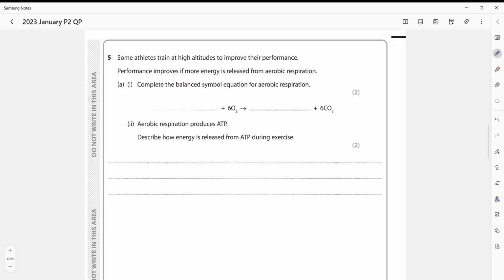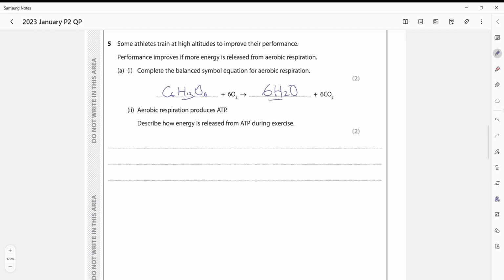The formula for glucose is C6H12O6, and the formula for water is H2O, and if we balance it out, it'll be a 6 here. The reason why is there's a 12 here for the hydrogen, so there must be a 6 before the H2O. So that's balanced now.